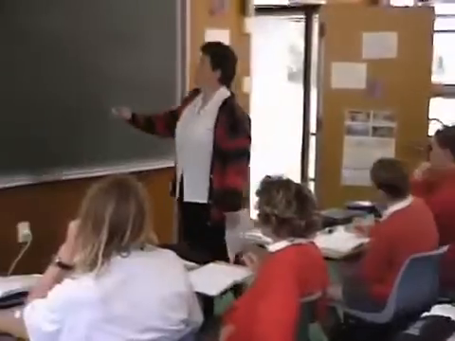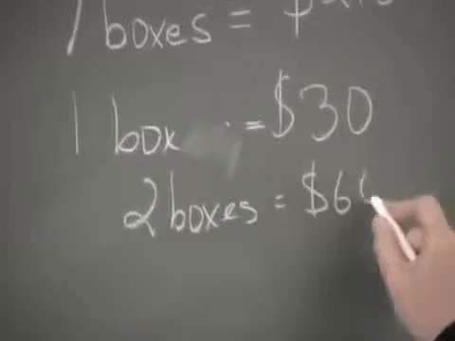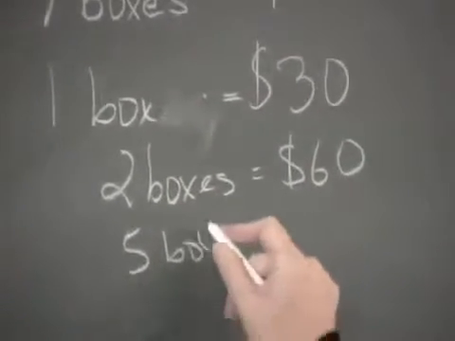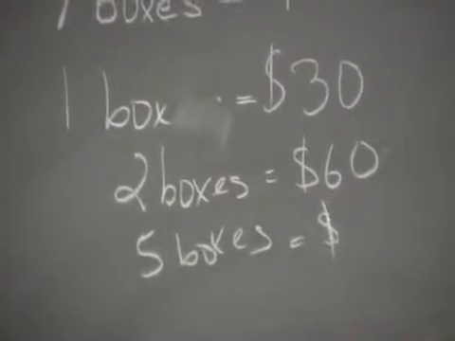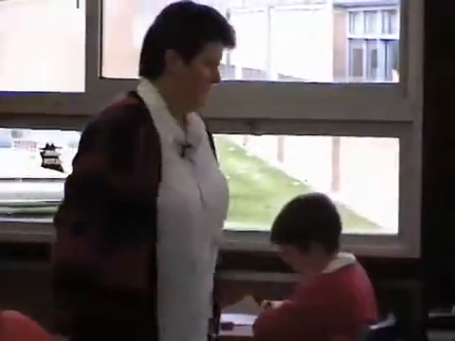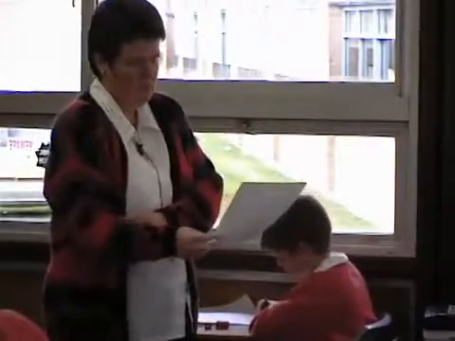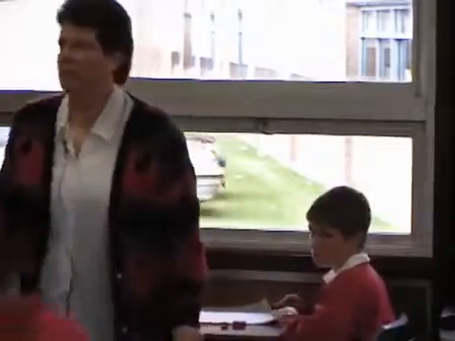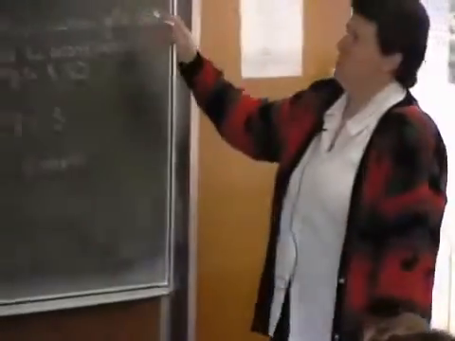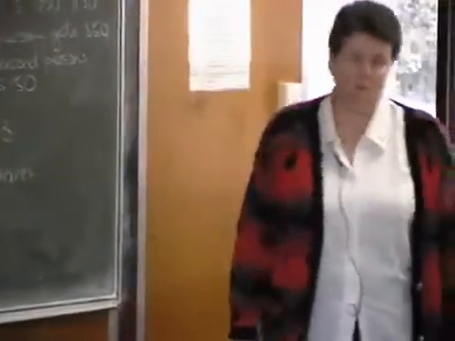Yep, okay, so 2 boxes, 60, 5 boxes, 150. So the first person gets $60 and the second person gets $150. Write that down. Write down the English. So the first person gets 60 and the second person gets 150 again.